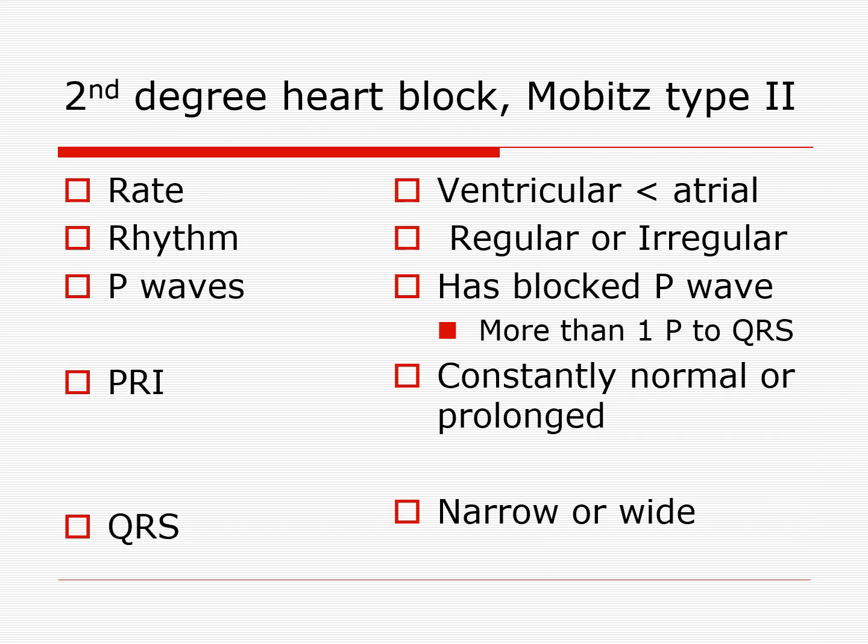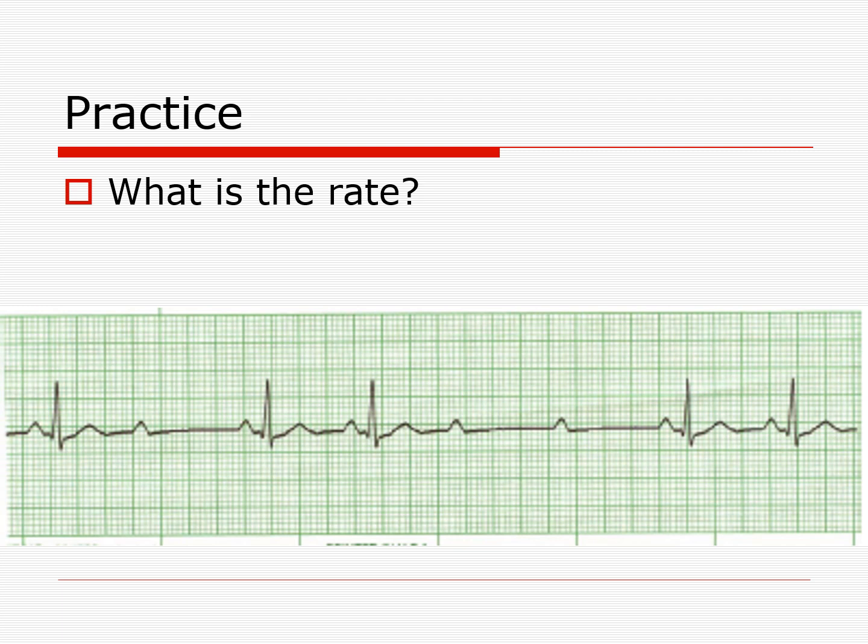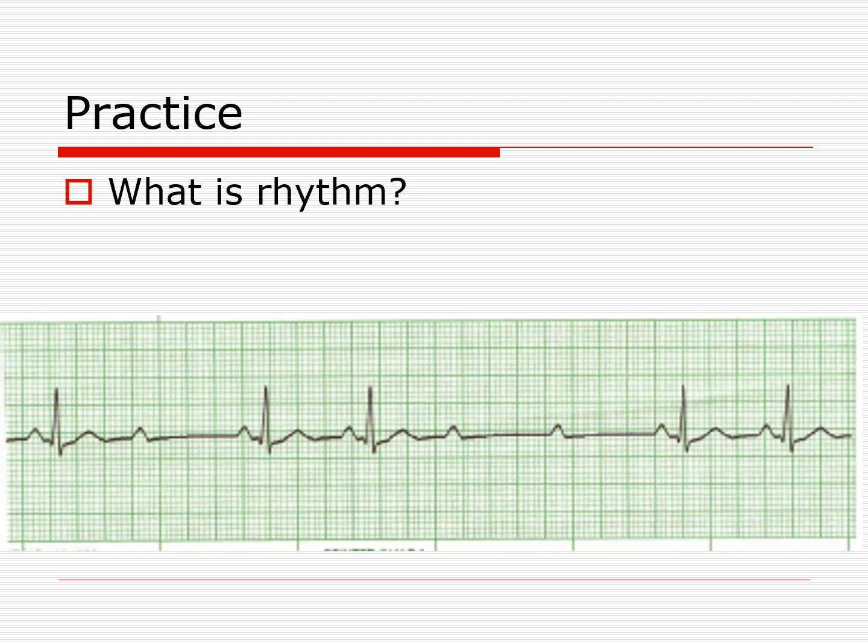All right, so all these things that we're looking at, again, atrial is greater than the ventricular. You have more P's to QRS's. They're constantly normal. Sometimes they can be prolonged, but they're not going to get longer. Okay. All right. So when we look at this one, we say the rate's about 50. Okay. The rhythm is regular, and the fact that the atrial rate is regular, then you kind of have a little pattern kind of going on here.